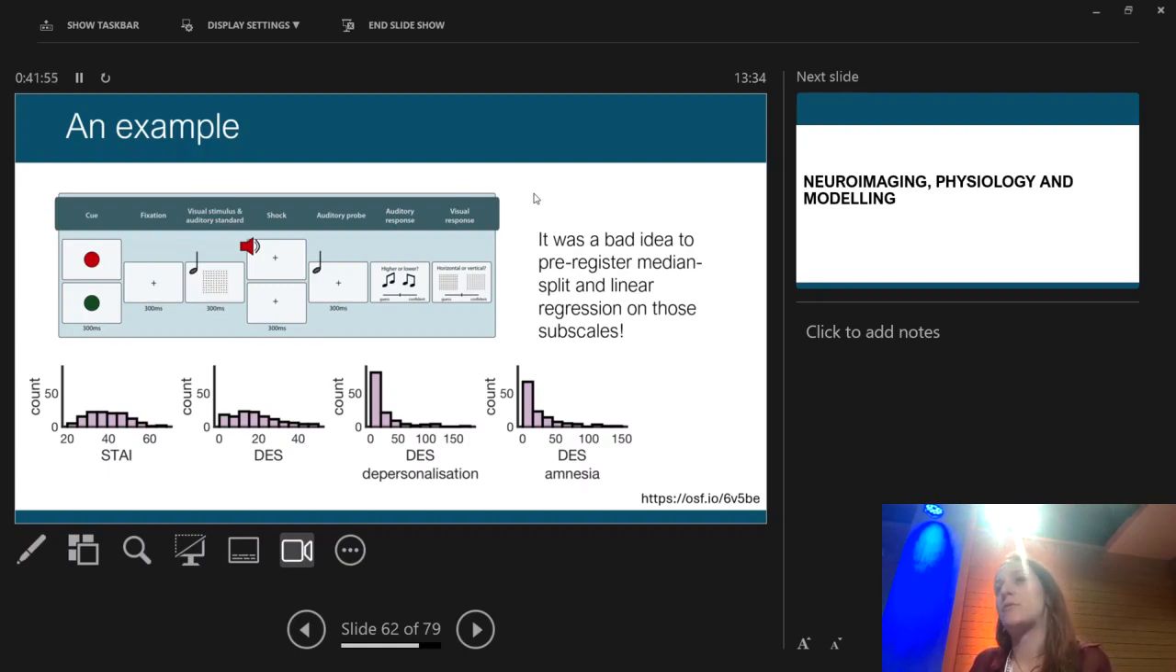So this is a case where piloting would have been really expensive, because online studies are really expensive. But thinking really carefully about whether it makes sense that your subscales are really going to have the same distribution as the overall questionnaire is a way of getting out of this problem. Another is to just not pre-register tests like median split and do something more appropriate.